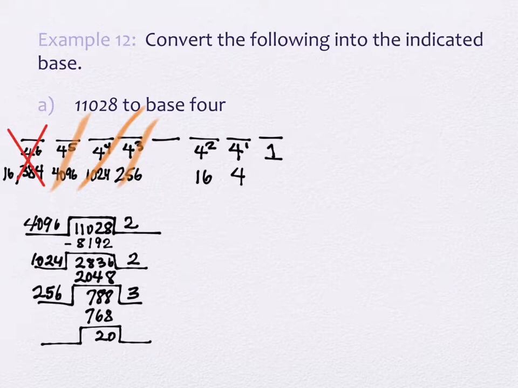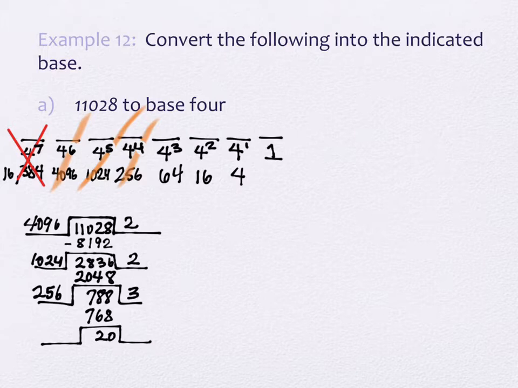Let's do this. All right. 4 cubed is 64. 4 to the 4th is 256. 4 to the 5th is 1024. 4 to the 6th is 4096. And 4 to the 7th. I didn't have those pieces written down. I'm sorry. 64 is the next number.